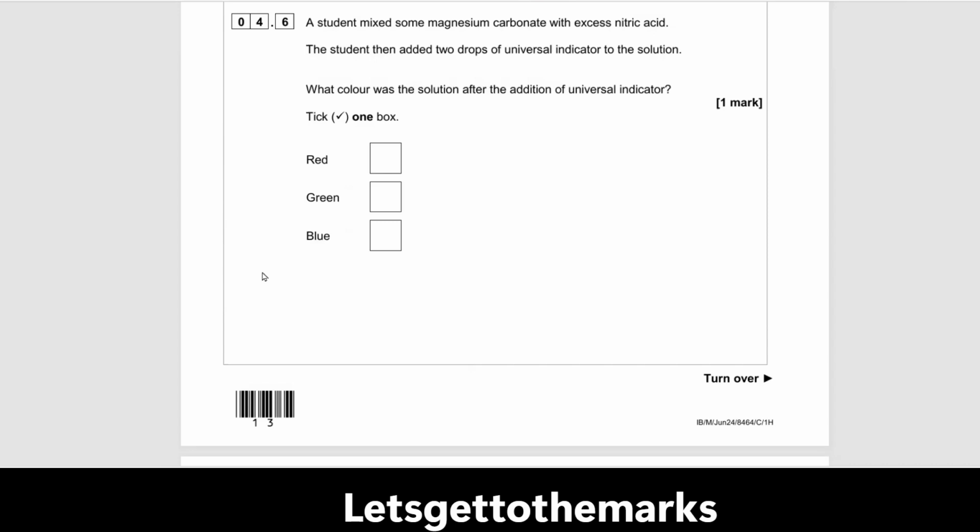If you put indicator in an acid, what color is it going to go? Red, green, or blue? You should know this, guys. It's going to be red. Okay. So, yeah, green is more neutral. Some alkalis are green, and then blue is an alkali. Purple is very strong alkali.